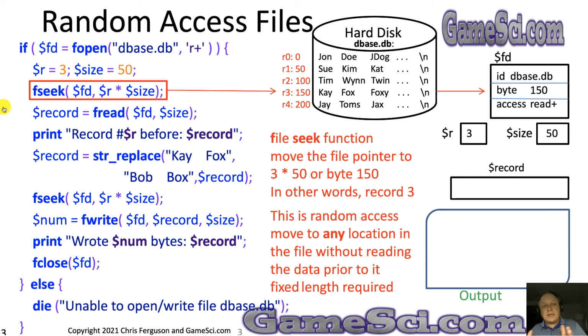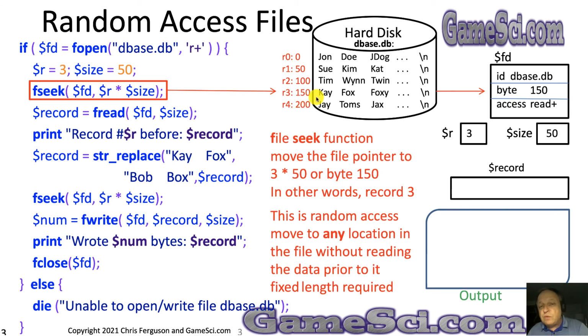And here we're going to use it. fseek to $FD, $R times $size. Record number times size will seek to the position you want in the file. Notice the bold letters here for F and seek. fseek stands for the file seek function. Move the file pointer to 3 times 50 or byte 150. In other words, to the start of record 3. Does everyone see that? 3 times 50 means move to position 150 of the file.